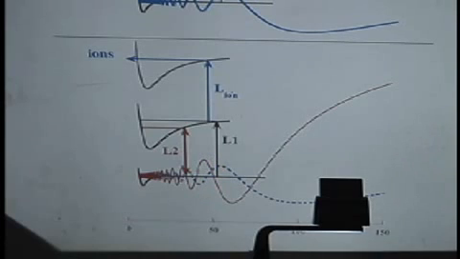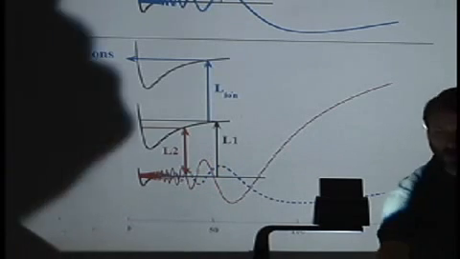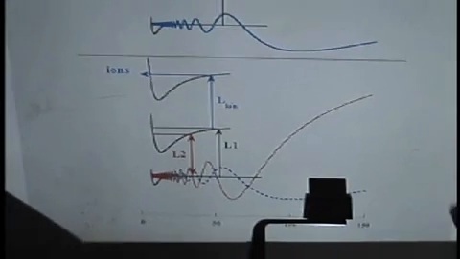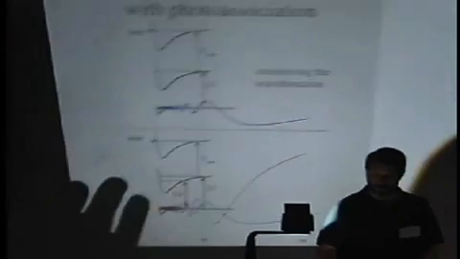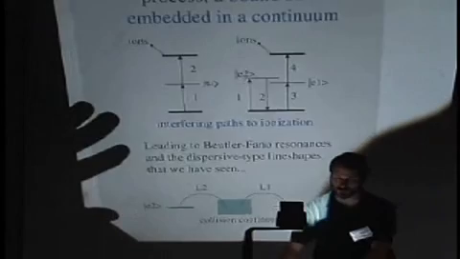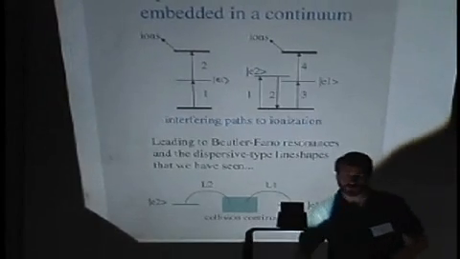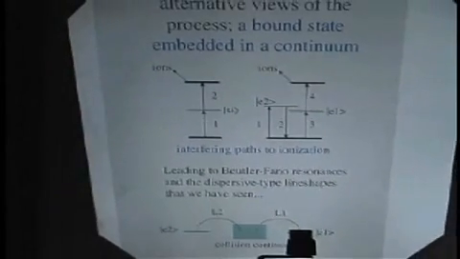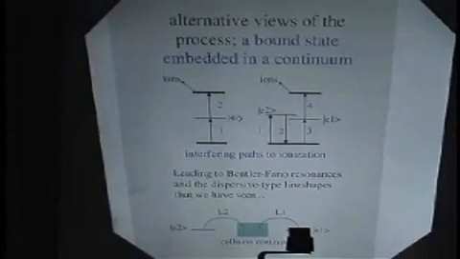And so you can make your photoassociation ionization signal go very high and get suppressed and things like that. So that's kind of the picture that we have for this. Alternatively, you can just call this interfering paths to ionization.